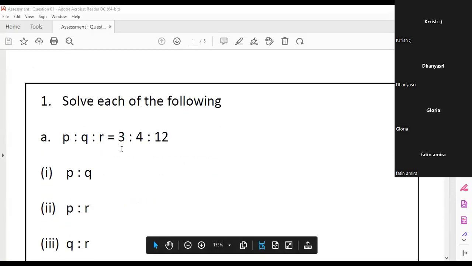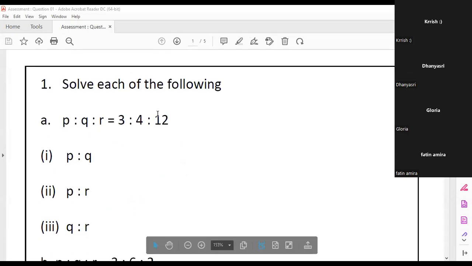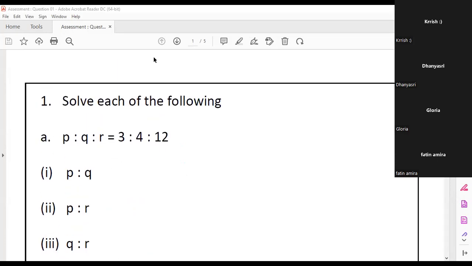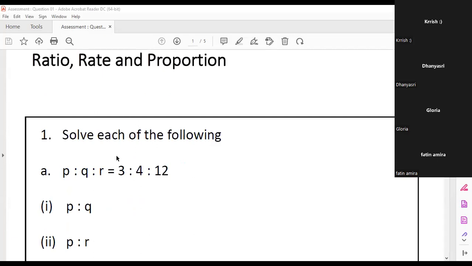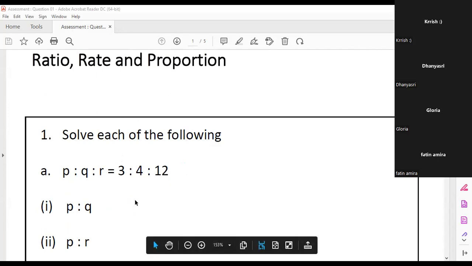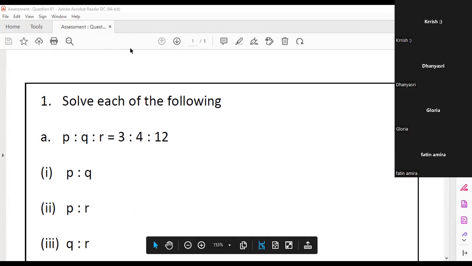Okay, so solve each of the following. P to Q to R is 3 to 4 to 12. Now, what this means is literally they are parts. It can be anything. For example, P can be purple, or a quantity of pink marbles or something like that. If I don't want to use Q, I use blue to red, something like that. 3 parts to 4 parts to 12. That's the ratio. And then they ask you for the ratio of P to Q.